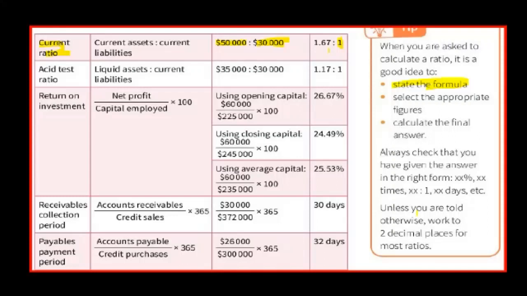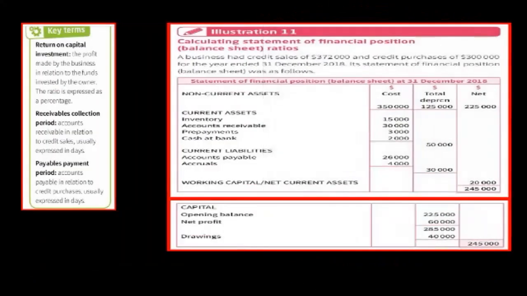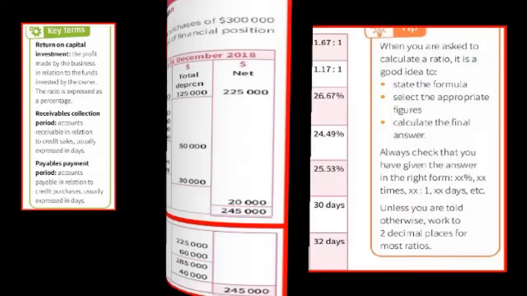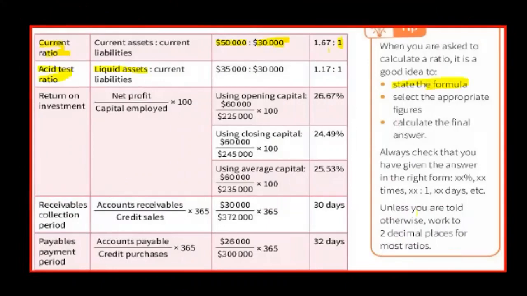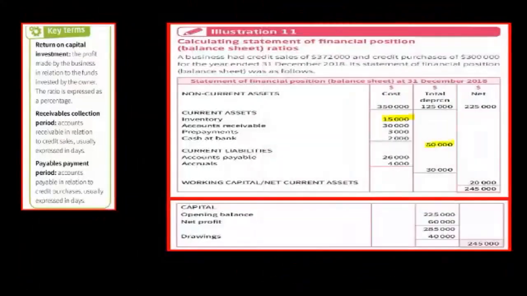Then you have the acid test ratio, which is a stricter ratio. We say the liquid assets, that is the current assets minus the stock. We can look at the balance sheet and see that the total current assets is 50,000, and the stock or the inventory is 15. 50 minus 15 is 35, and that's how we get the 35 here. The current liabilities is the same amount as up here; incidentally, that is taken from here, the total current liabilities.